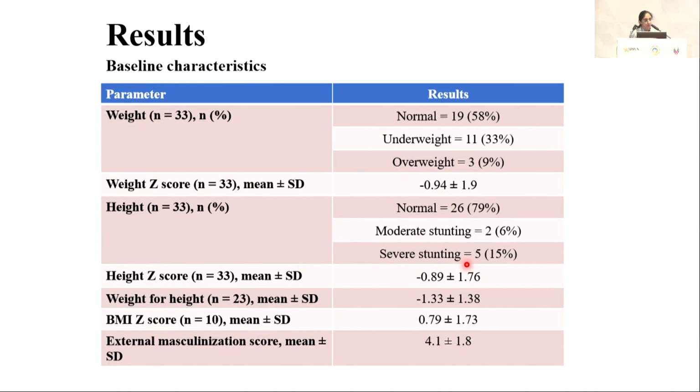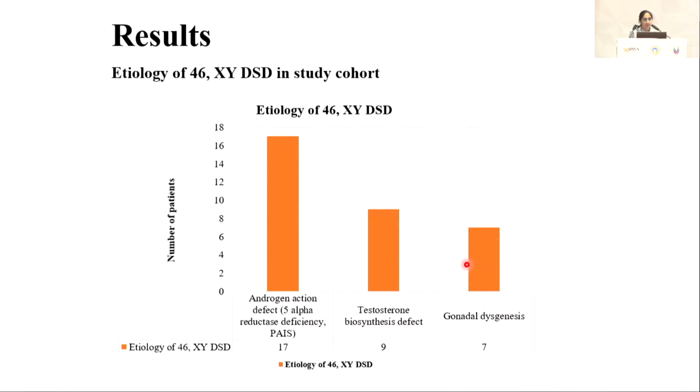19 patients had normal weight, 11 were underweight and 3 were overweight. 26 had normal height, 2 were moderately stunted, and 5 patients were severely stunted. And the mean external masculinization score was 4.1 plus minus 1.8 standard deviation.